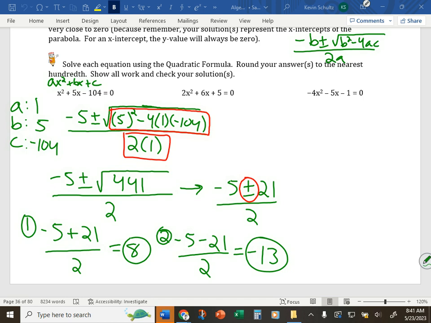Now, putting that in your calculator can be a little bit dangerous. We've talked about this before with the vertex formula. If you use a calculator for this and you put in negative 5 plus 21 divided by 2, why are you going to get the wrong answer? Because of order of operations, it's going to divide 21 by 2 first, and then add that to negative 5. So make sure you're putting parentheses around the numerator so it does that first, and then divides everything by 2.